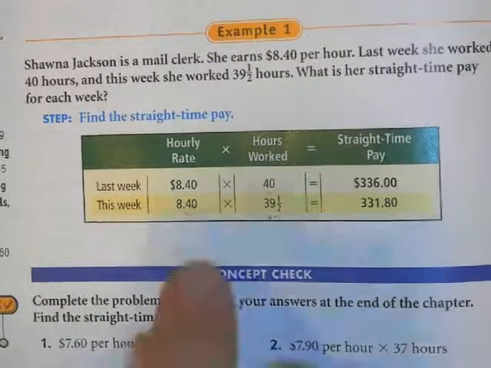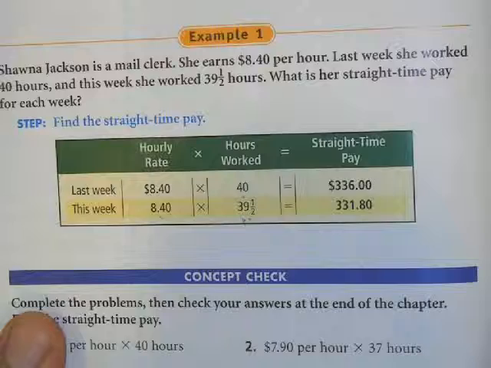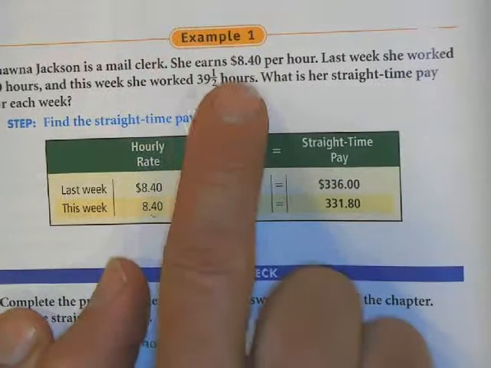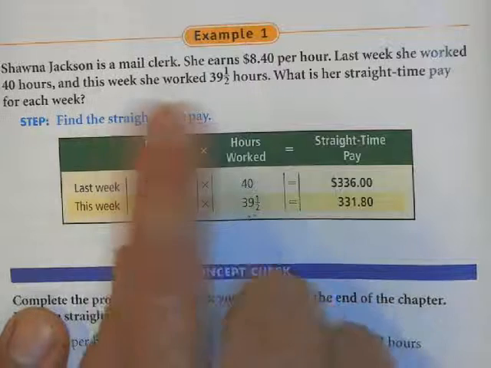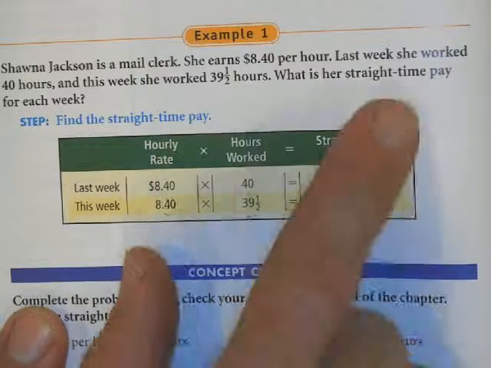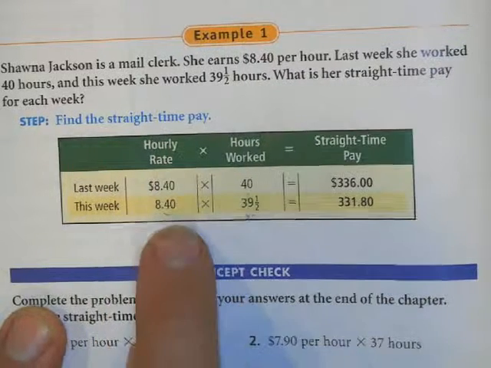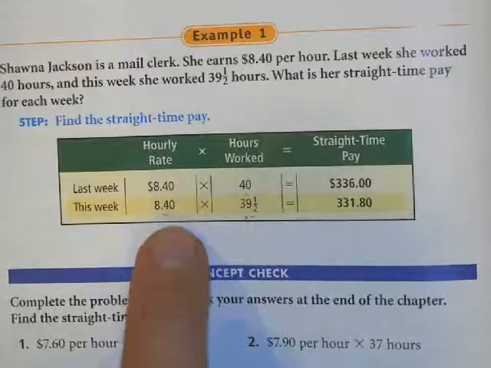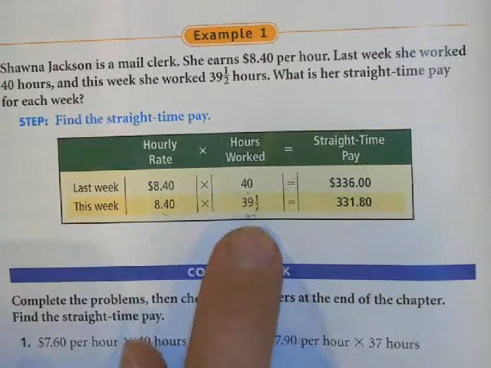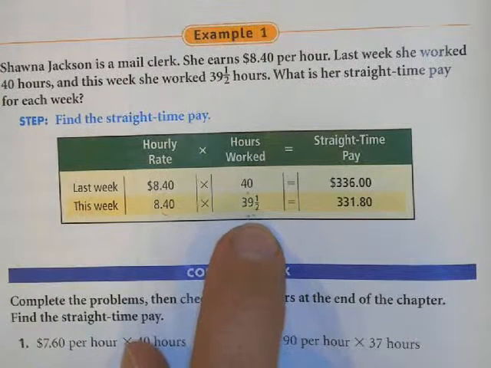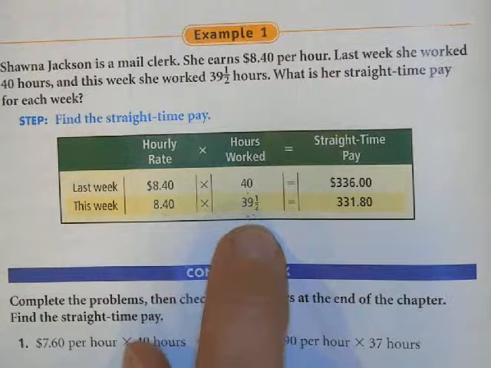So the tricky part, really, if there is one, is when you work a fraction of an hour. I'll show you what I mean. Here is an example down at the bottom of the page, and follow along with me in your book. I'm going to talk about Shauna. She's a mail clerk. She earns $8.40 an hour, and last week she worked 40 hours, and this week she worked 39.5 hours. What is her straight time pay for each week?